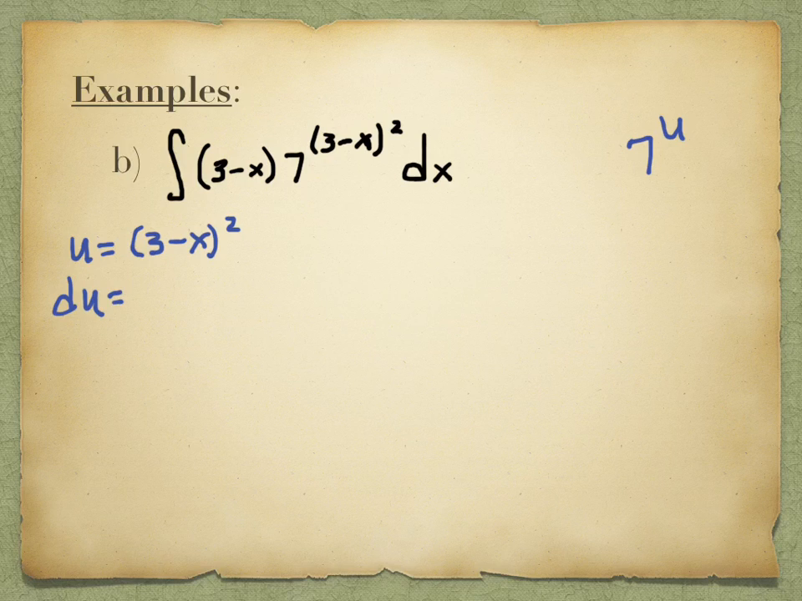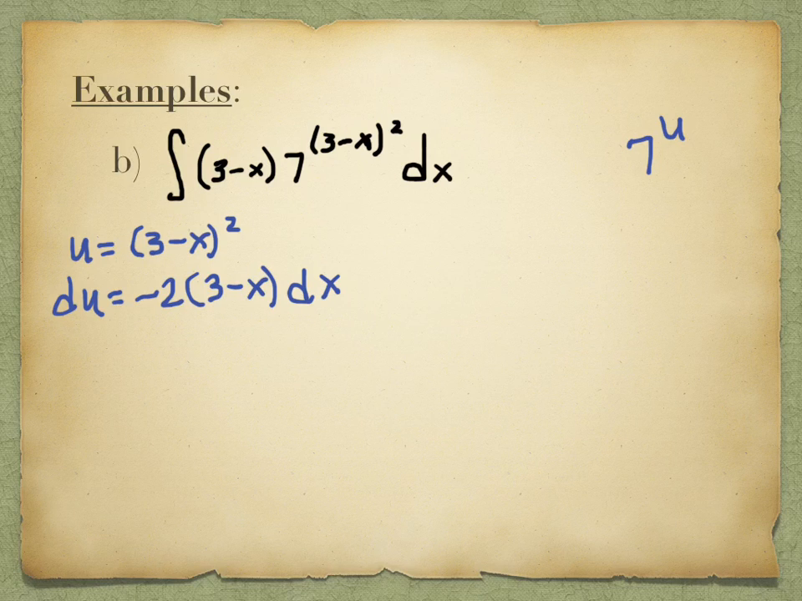So now I've got u as (3 minus x) quantity squared. I need the derivative of that. What's that going to give me? Okay, that's correct. Let's talk about where each of those pieces came from. Where did the negative come from? From the derivative of 3 minus x. Right, the negative came from the derivative of the inside. The derivative of 3 minus x is negative 1. Where did the 2 come from? From the exponent coming down.